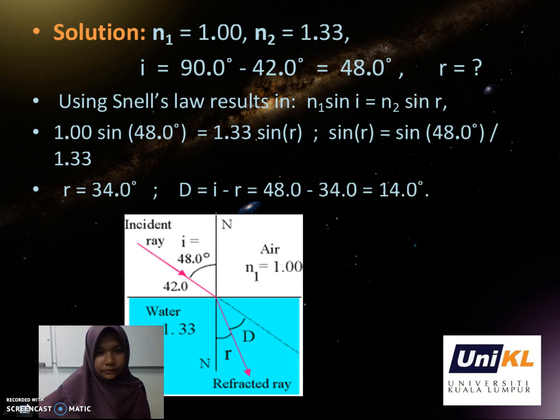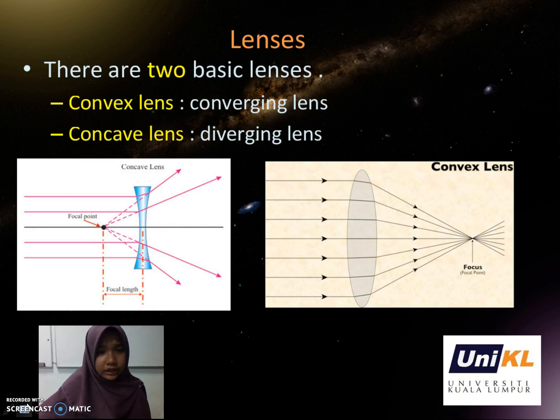You can see. So there are two basic lenses. We are going to talk about lenses. So there are two basic lenses, convex lenses and concave lenses. There is not too much difference from mirrors. So you can see.